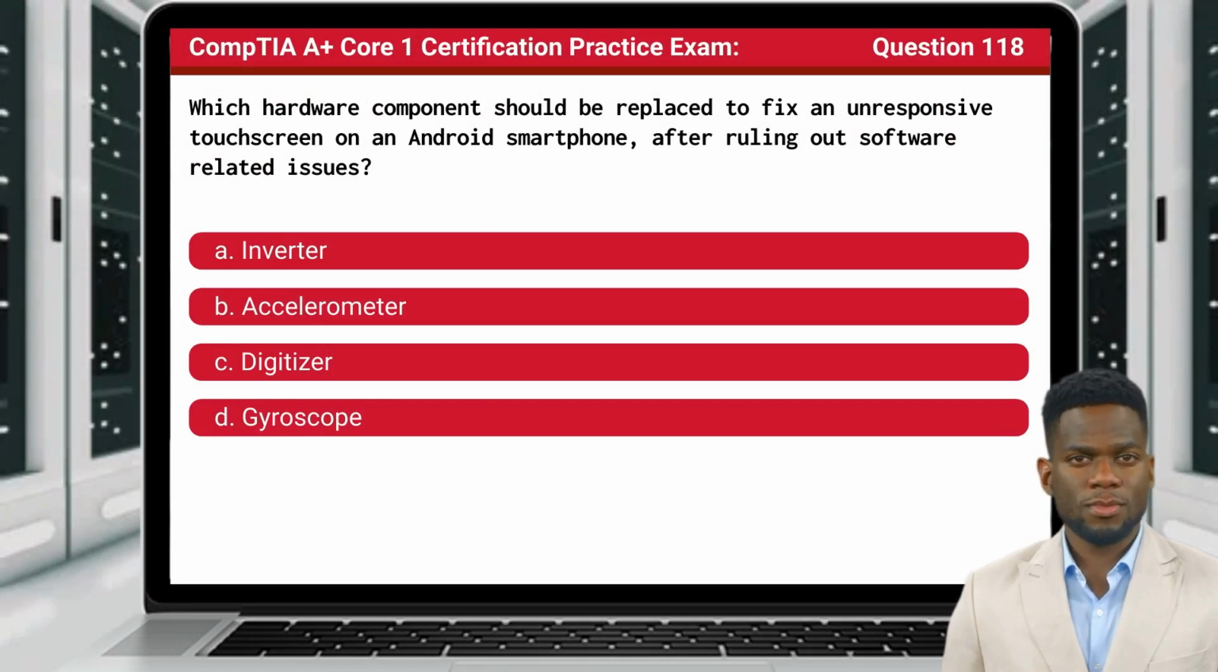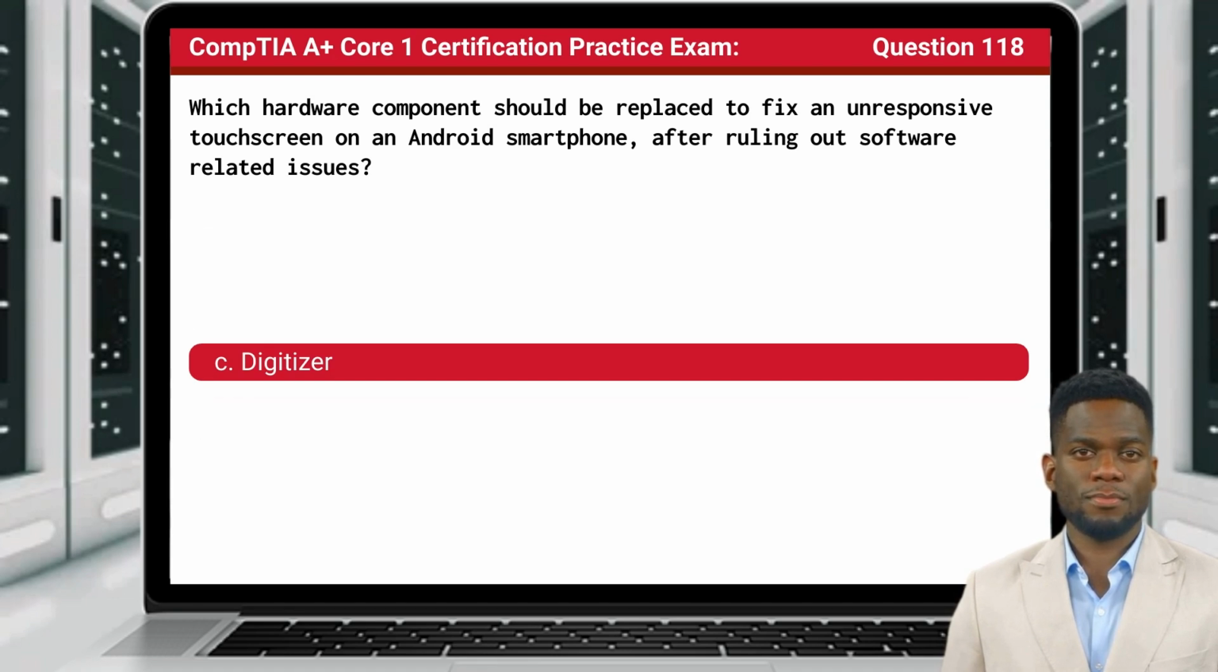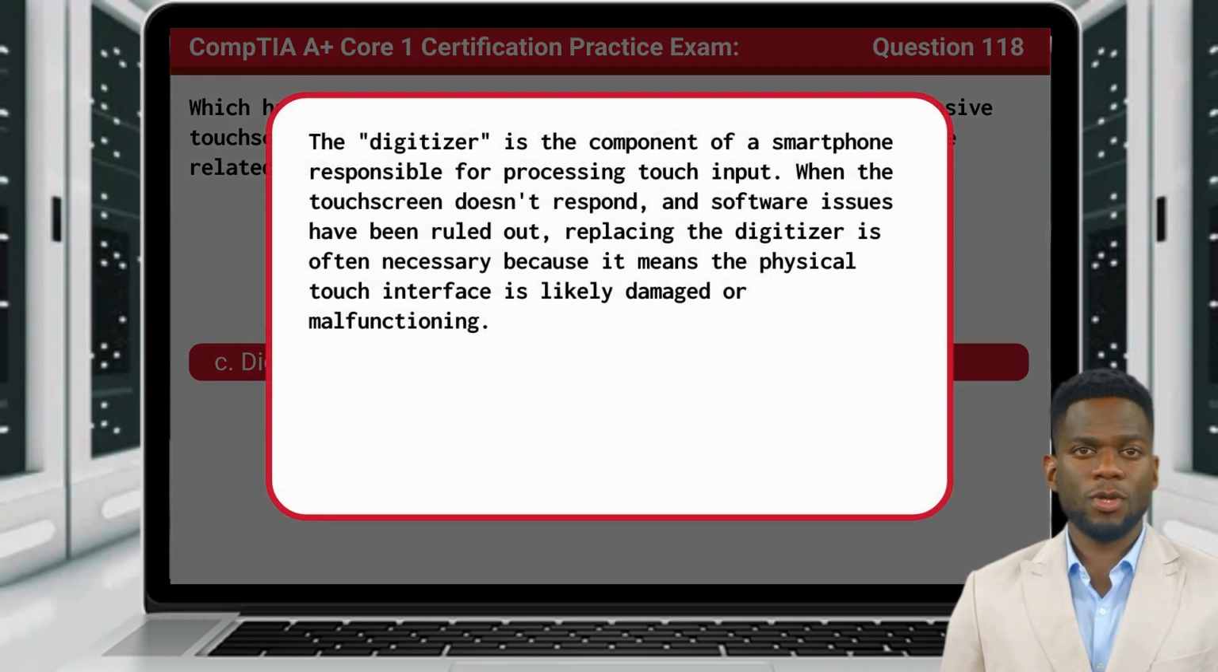Question 118. Which hardware component should be replaced to fix an unresponsive touchscreen on an Android smartphone after ruling out software-related issues? The answer is C, digitizer. The digitizer is the component of a smartphone responsible for processing touch input. When the touchscreen doesn't respond and software issues have been ruled out, replacing the digitizer is often necessary because it means the physical touch interface is likely damaged or malfunctioning.